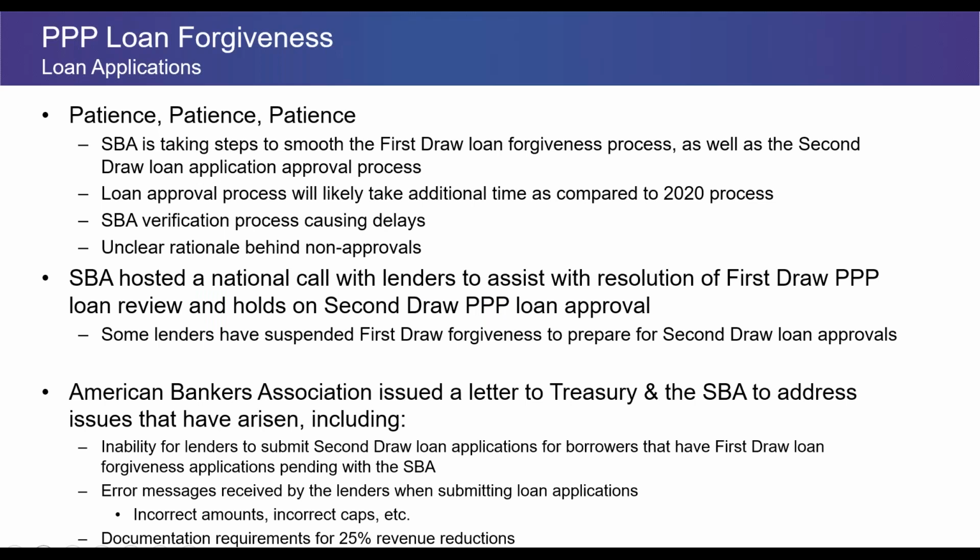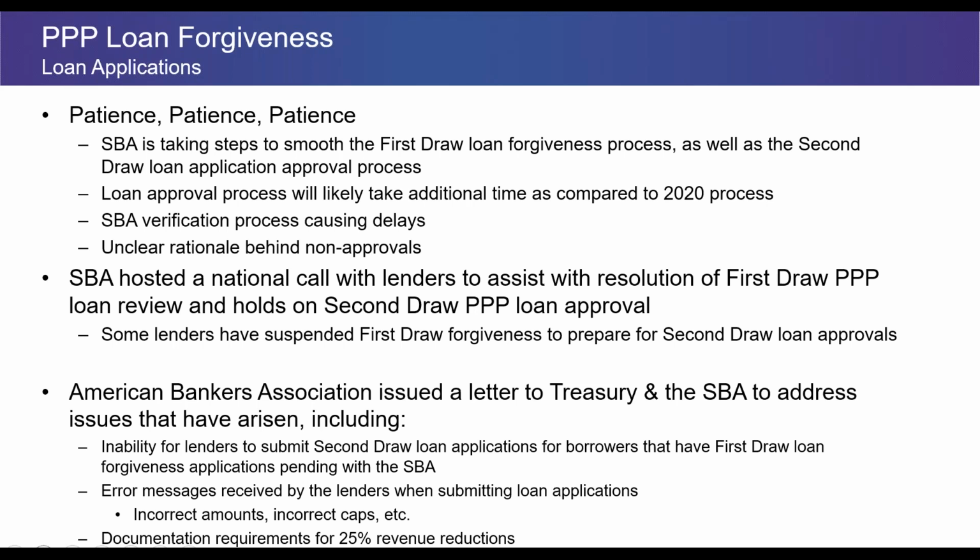Okay, so we're still getting questions about when to apply for forgiveness. Do I need to apply for forgiveness for PPP1 in order to get PPP2? We just want to preach patience, patience, patience, right? The SBA is still taking steps to smooth the first draw loan forgiveness process, as well as the second draw loan application approval process.